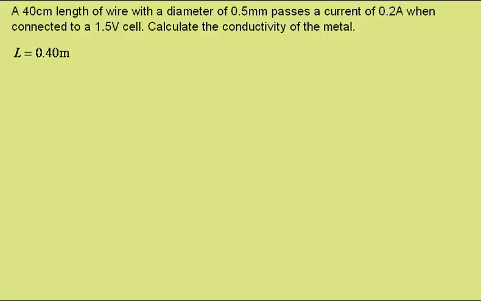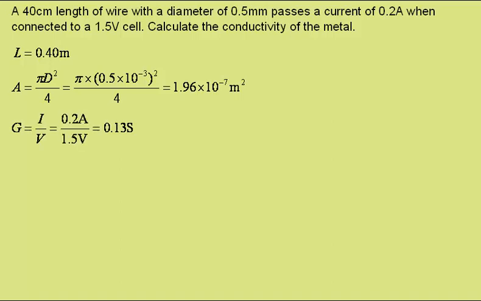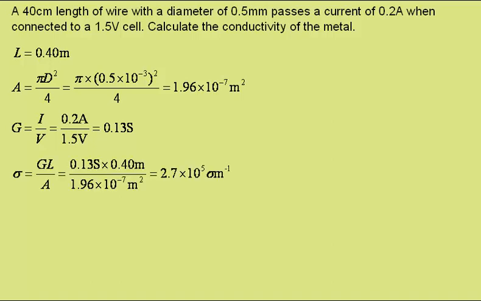Well, we have the length of 0.4 meters. The area is pi d squared over 4, which comes out at 1.96 times 10 to the minus 7 square meters. And using conductance is equal to current over potential difference, we get a conductance of 0.13 Siemens. Then sigma is equal to GL over A, where sigma is the conductivity. Putting in our data gives a conductivity of 2.7 times 10 to the 5 Siemens per meter. This is the inverse of the resistivity.